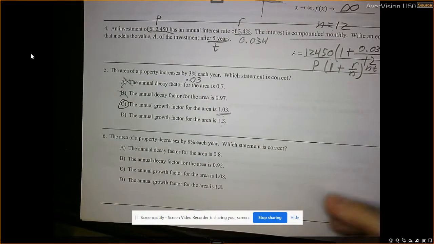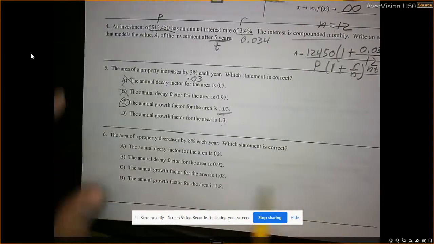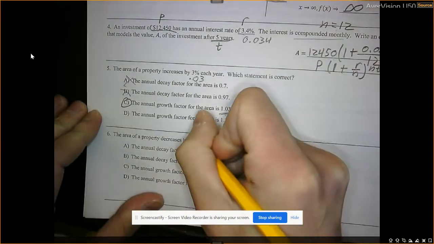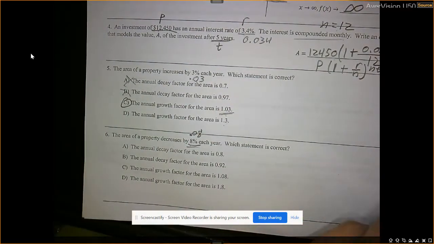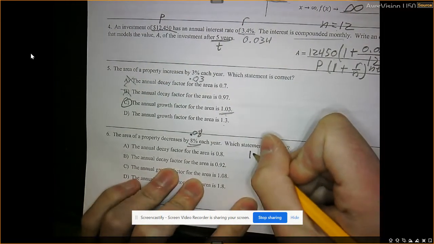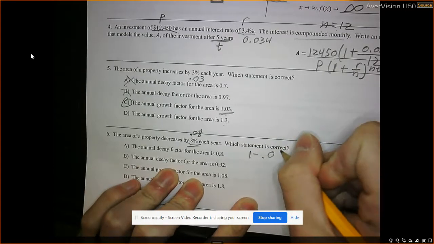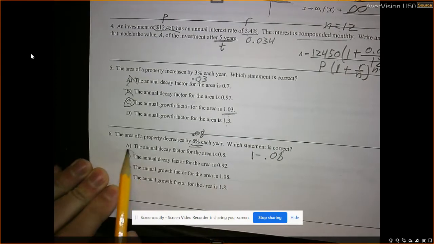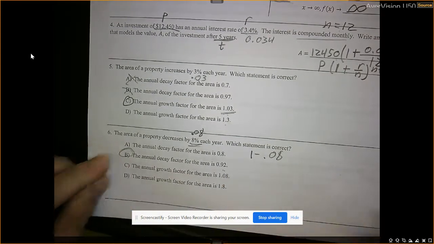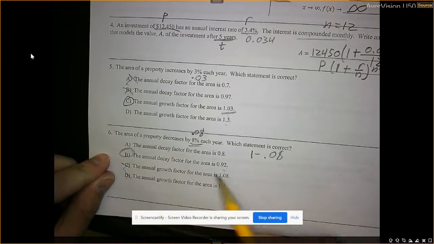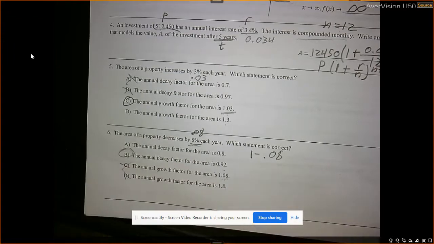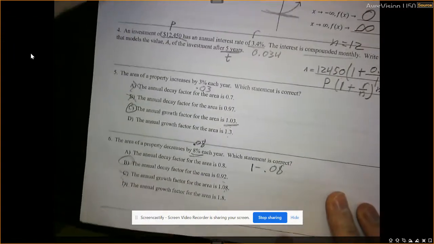Okay, from there, number 6, we have now decreasing by 8% each year. Again, 8%, it's not 0.8, that's 0.08. And if it's going down by 0.08, that means we have 1 minus 0.08. Look for which one of those it is. And it is B. Okay, again, you could have ruled out C and D right away. You should know if it's decreasing, it's not going to be over 1. It's going to be less than 1. All right, moving on. Let's keep cruising.